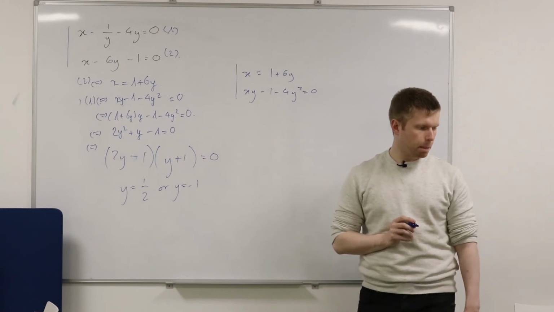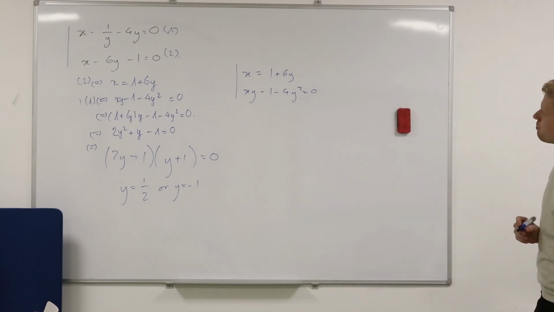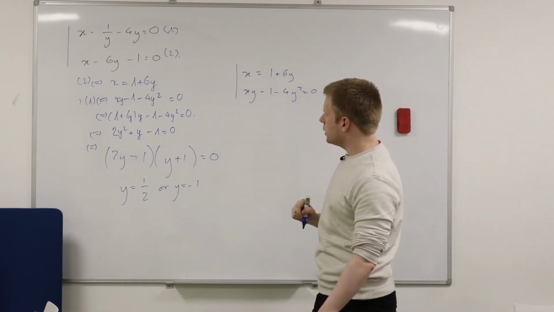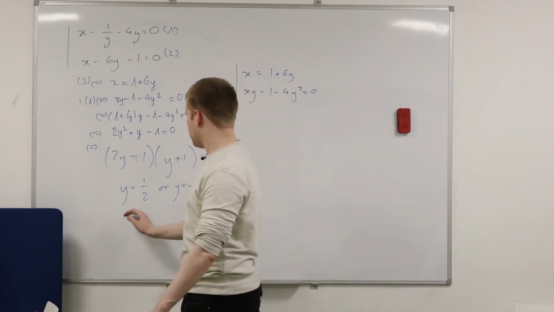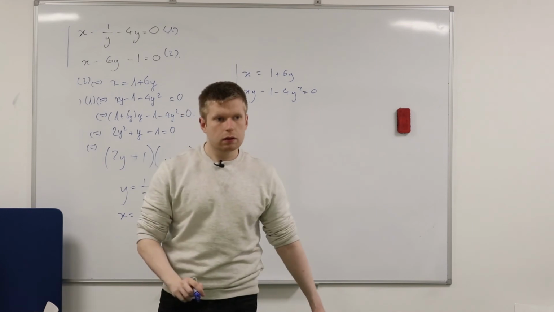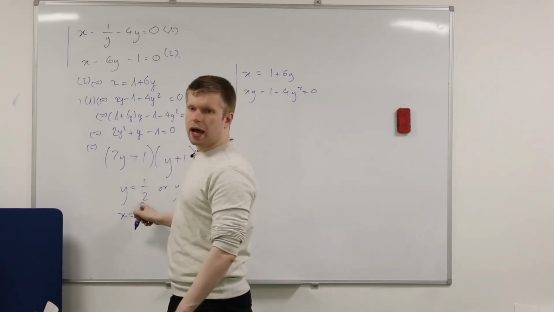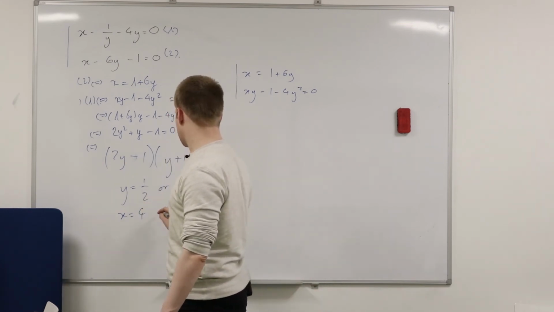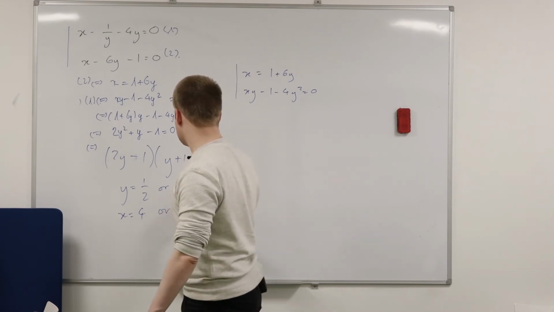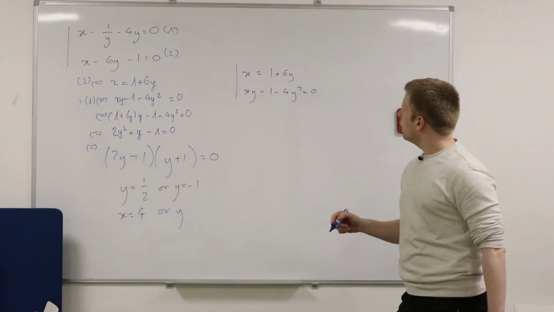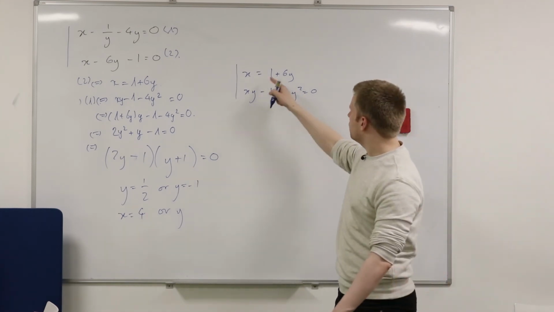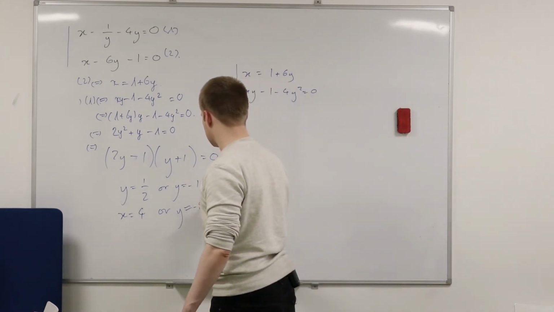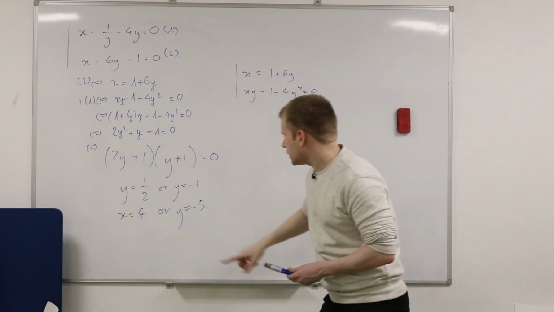Yep. Then of course you know x equals 1 plus 6y. So if you do 1 plus 6 times that, what do you get? 6 times 1/2 is 3, add 1. Okay, good. And then you do -1 times 6, which is -6, plus 1 is -5. Perfect. Sorry, that's x equals.